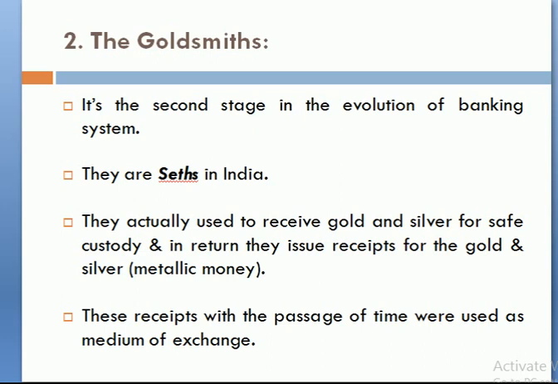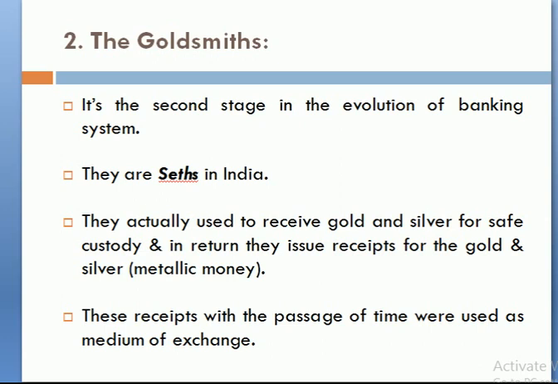Dear students, the goldsmith stage is the second stage of the evolution of banking. In this stage, the goldsmiths received gold and silver from the people, and against that they issued a receipt to the person. For example, I received 50 grams of gold from you for safe custody, so I will issue a 50 gram note to you, and when you demand, you will bring that note to me and I will make the payment, or I will give back the gold. So this note was used as a receipt of payment.